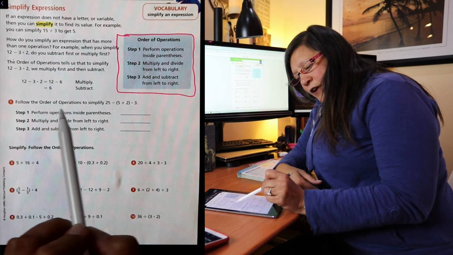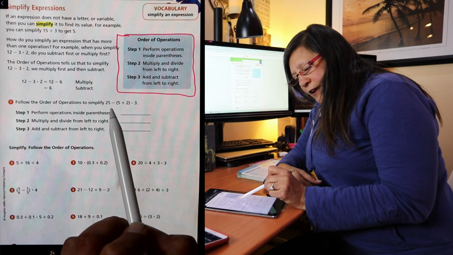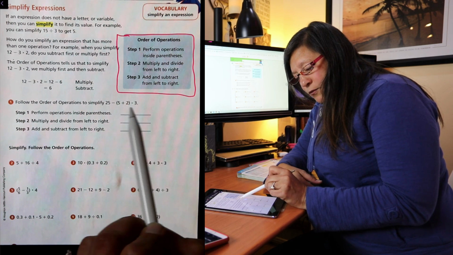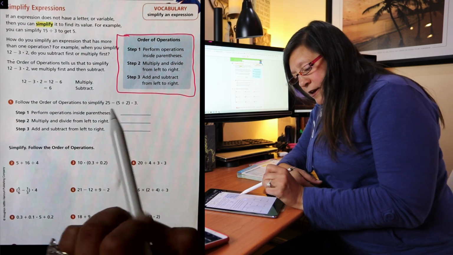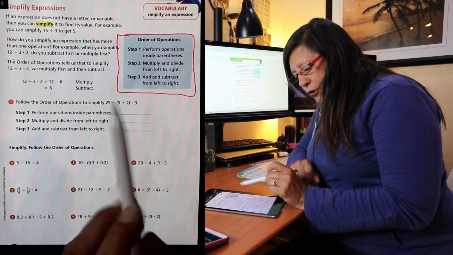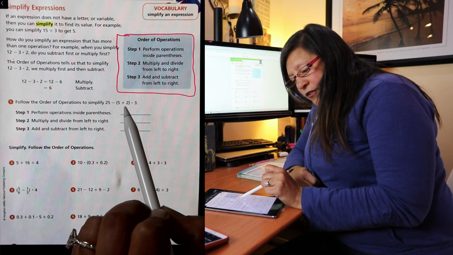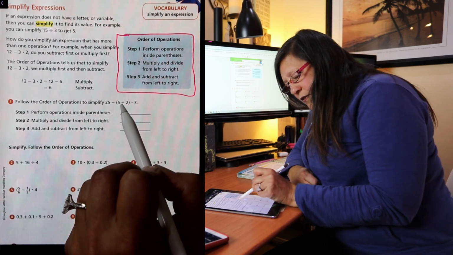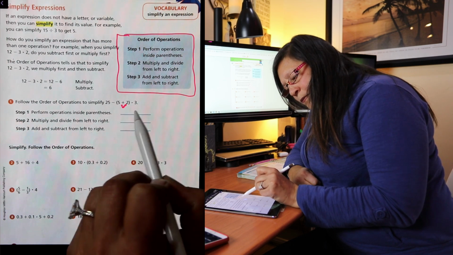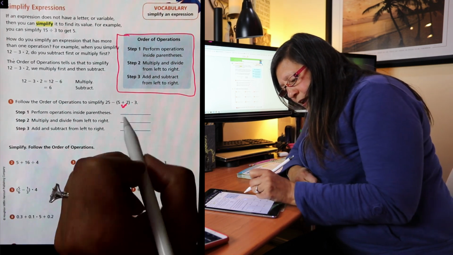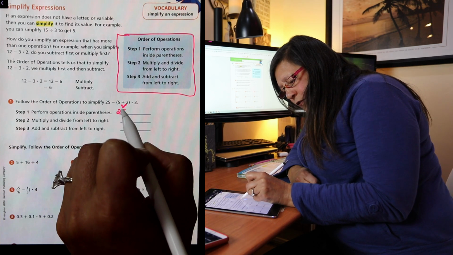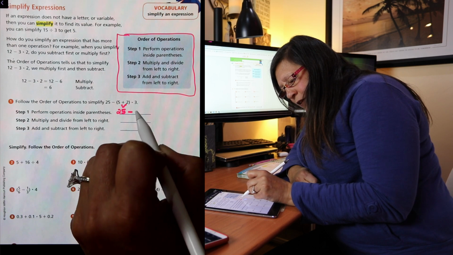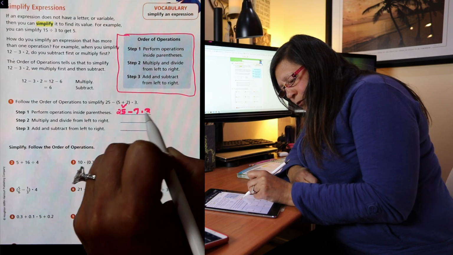Let's look at number 1 here. Follow the order of operations to simplify 25 minus (5 plus 2) times 3. So we have 3 different operations there. Okay, but we're going to follow the order of operations. There are parentheses first. So the first thing we're going to do is the 5 plus 2. All right, and then I'm going to rewrite it, so now it's 25 minus 7 times 3.